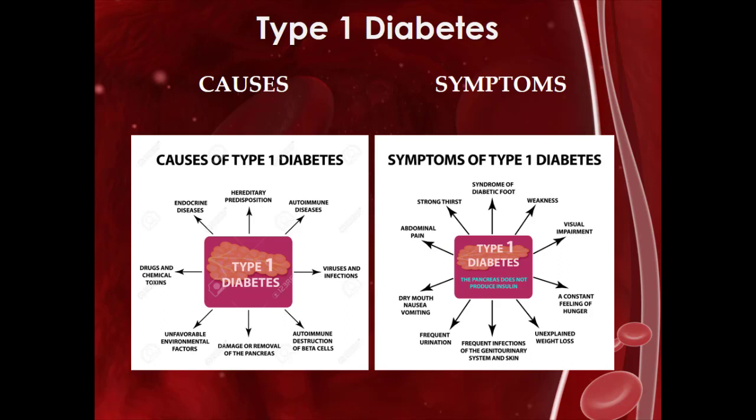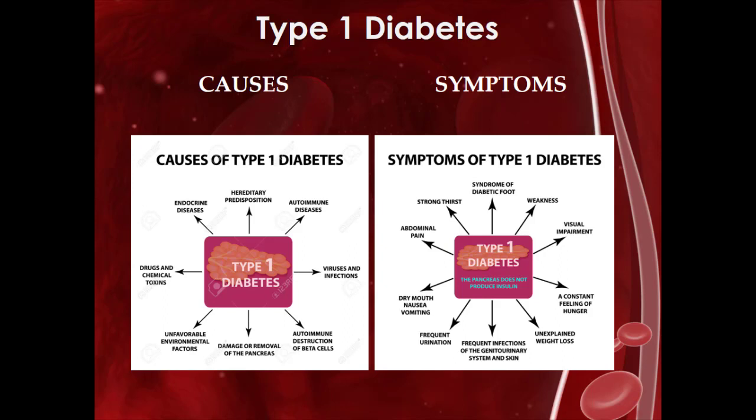These patients are typically diagnosed at a younger age, and they're typically slim. Weight is not a factor with type 1 diabetes. These patients will usually exhibit the cardinal signs of diabetes: unexplained weight loss, frequent urination, excessive thirst, polyphagia. They may be very weak, tired a lot.